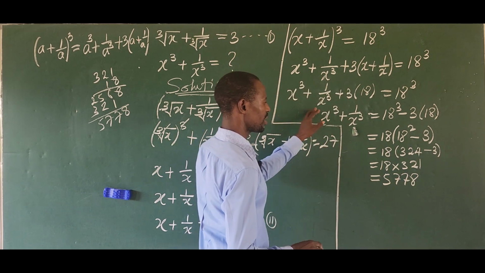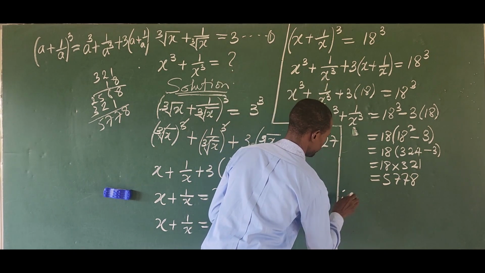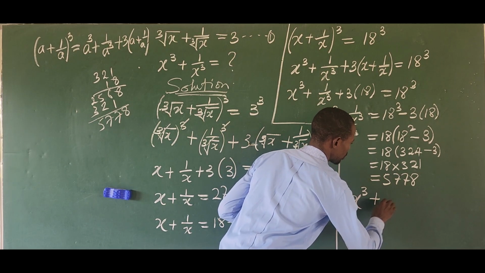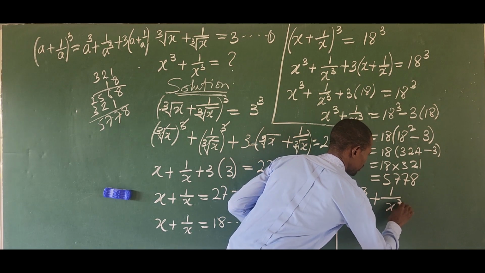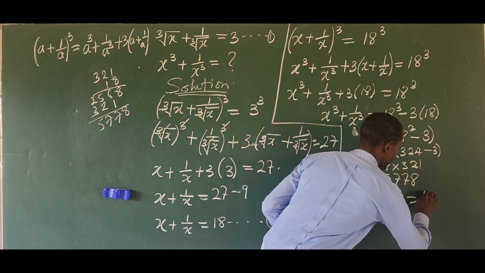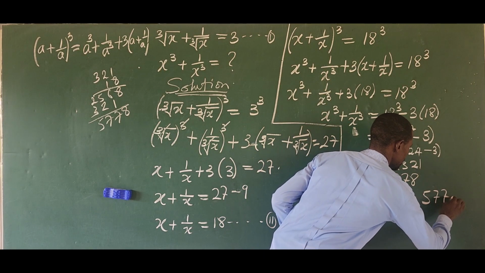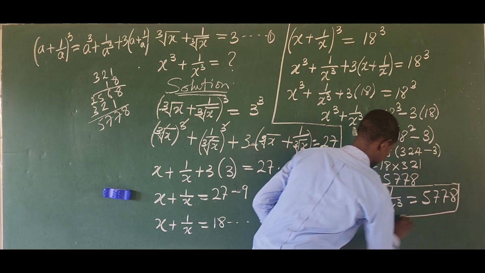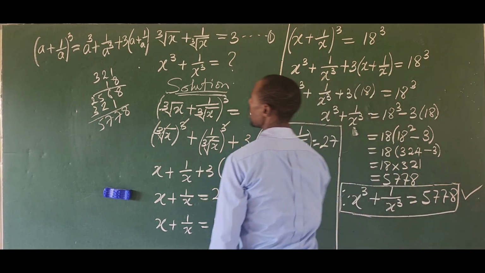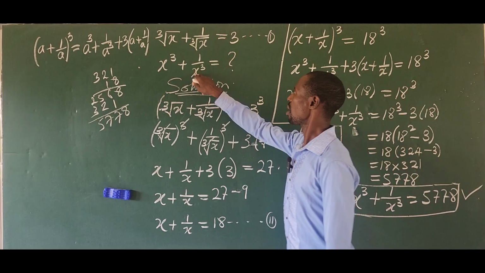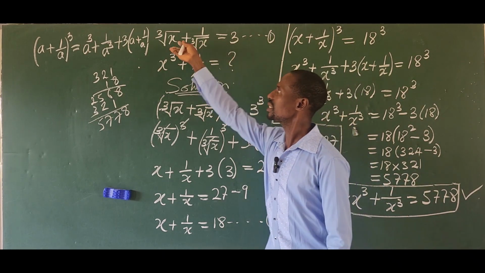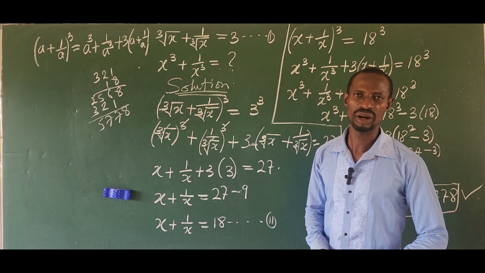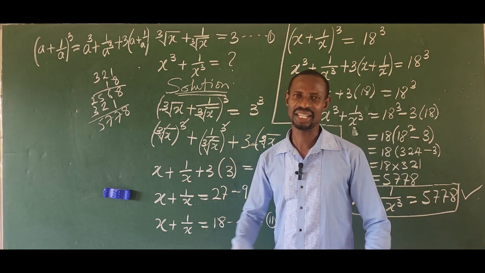Right? So we can therefore conclude that x to the power of 3, plus 1 all over x to the power of 3, is equal to 5, 7, 7, 8. All right, so this is the value of x to the power of 3 plus 1 all over x to the power of 3, given the first equation, which is the cube root of x plus 1 all over the cube root of x equal to 3.